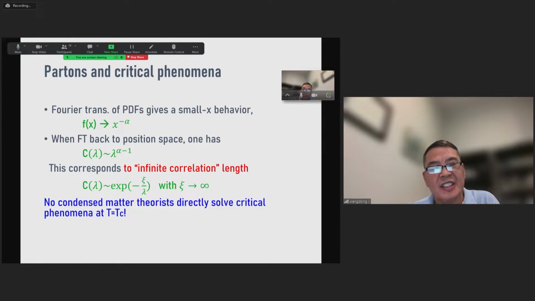One reason why the parton theory is difficult is that the correlation length, as the momentum goes to infinity, actually goes to infinity. We know the PDF at small x behaves like x to the minus alpha, and when you go to position space, this corresponds to a correlation function along the light cone that goes like lambda to the alpha minus 1. So the correlation length corresponding to this correlation function is actually going to infinity. In some sense, if you look at the parton or proton moving with infinite momentum, we're dealing with a system with infinite correlation lengths, at least in the longitudinal direction.